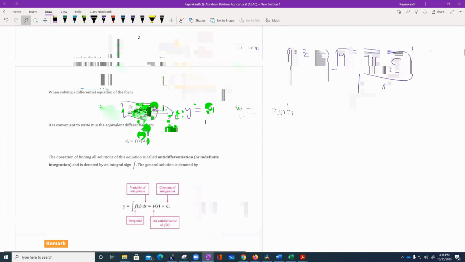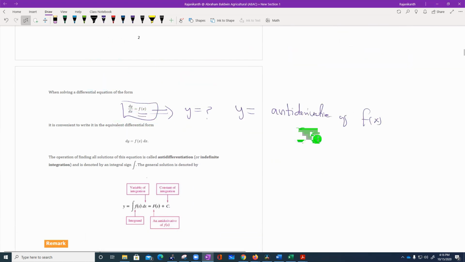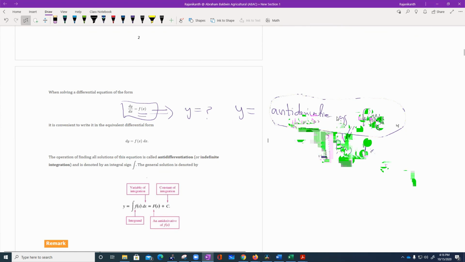The antiderivative of this function f(x). Now we are going to introduce one notation for all this. The antiderivative of any function f(x) is denoted by this notation. Okay, so the antiderivative of f(x) is simply this notation, ∫f(x) dx.